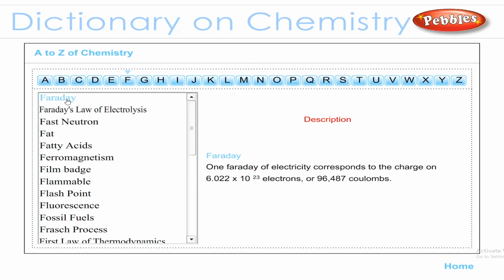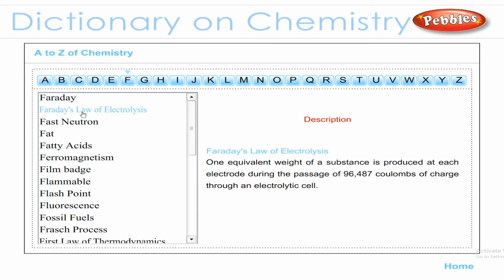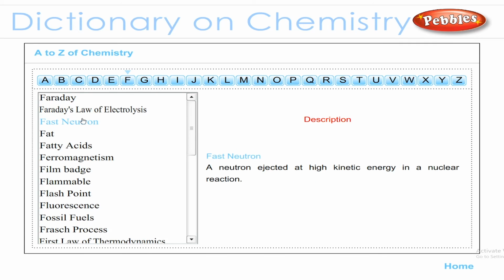Faraday, 1 Faraday of electricity corresponds to the charge on 6.022 × 10^23 electrons, or 96,487 coulombs. Faraday's law of electrolysis: one equivalent weight of a substance is produced at each electrode during the passage of 96,487 coulombs of charge through an electrolytic cell. Fast neutron, a neutron ejected at high kinetic energy in a nuclear reaction.